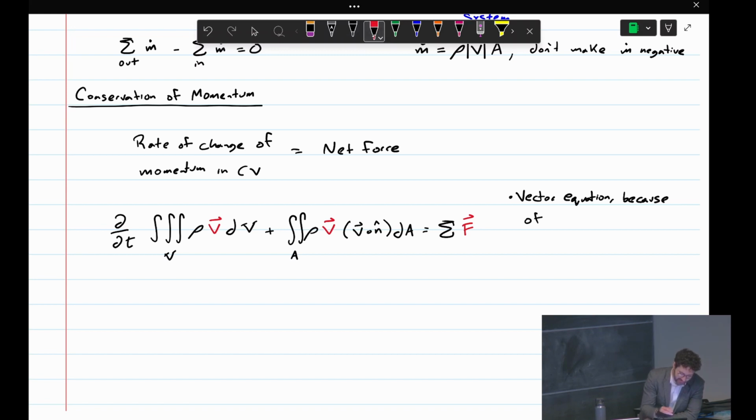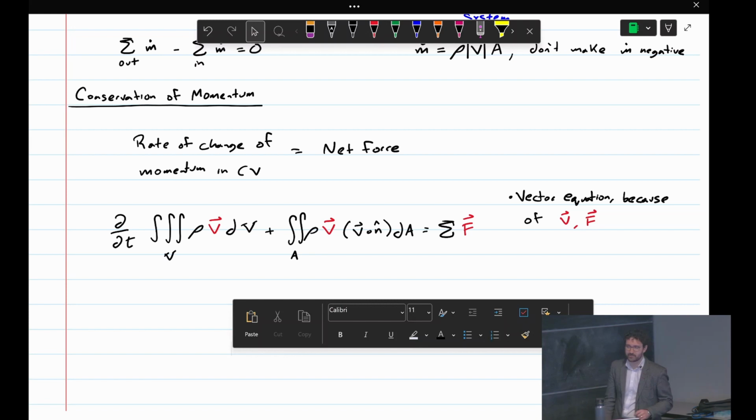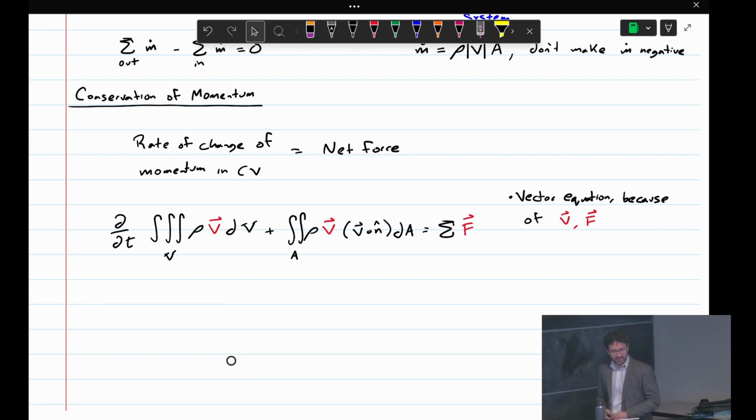So the vectors in this equation are the red terms here. I'm not sure how much in other courses you've talked about dimensional compatibility between terms in an equation, but in a vector equation, every term should be a vector. So the first term is a vector, and it's a vector because of that v. The second term is a vector because of this v.